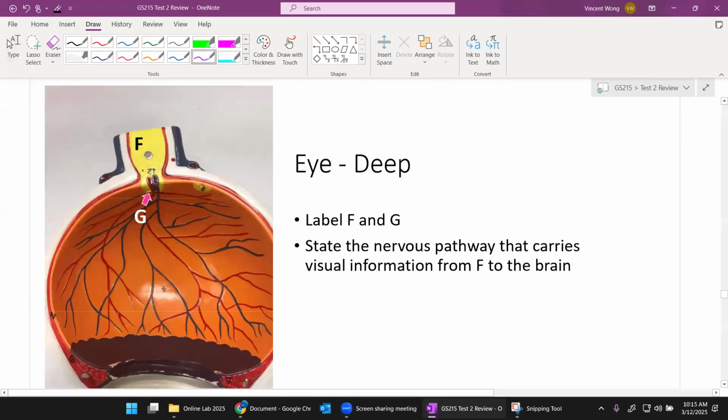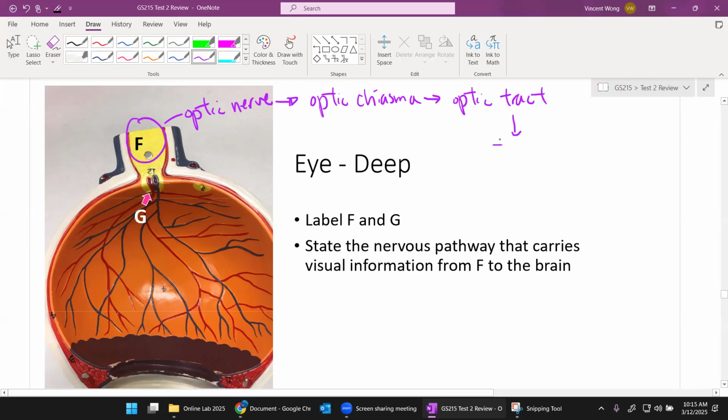This is the optic nerve. As you know, from the optic nerve, it goes to the optic chiasma, and then it becomes the optic tract, goes to the thalamus for filtering, and then finally the occipital lobe.